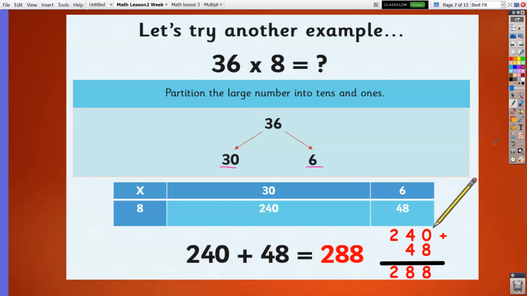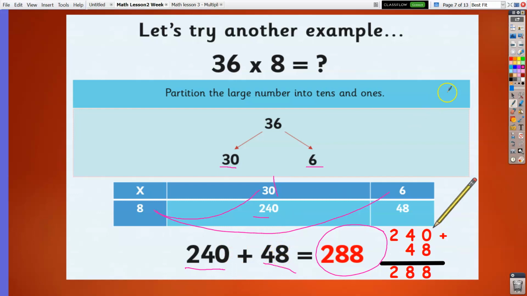Then start to multiply. So ignore the 0. 8 times 3 is 24. Then add the 0 at the end. Then next is 8 times 6 is 48. Add 240 plus 48. That makes 288.